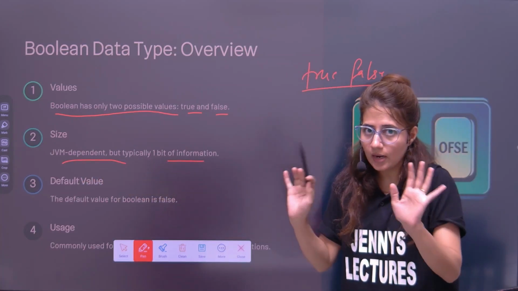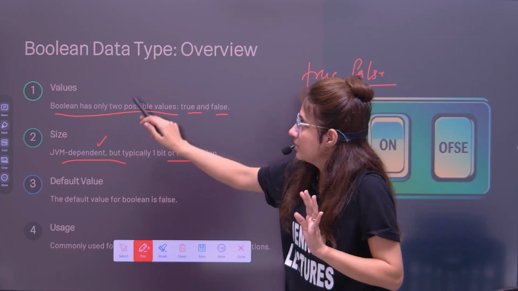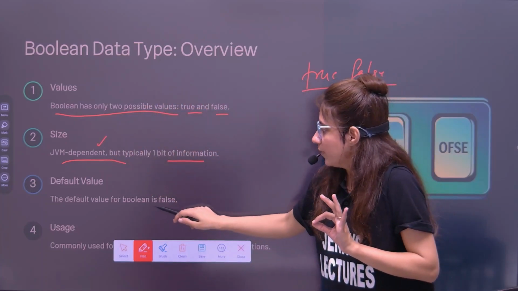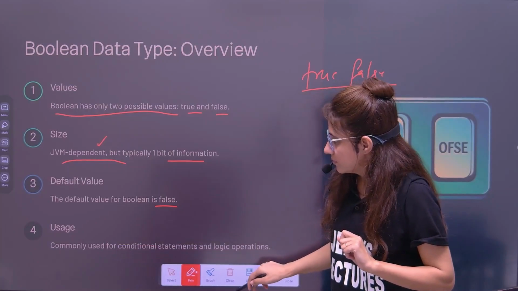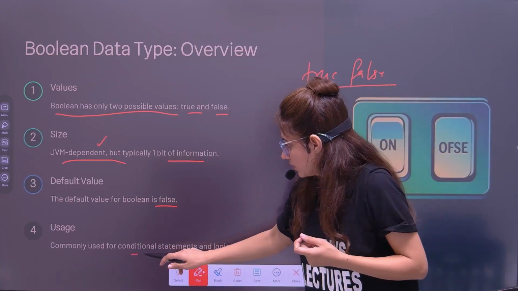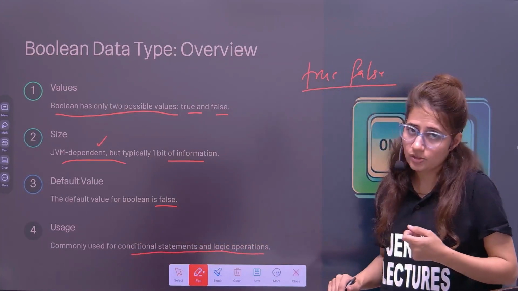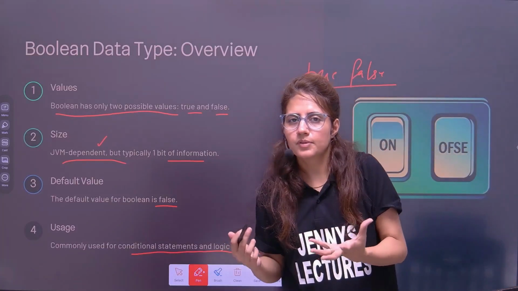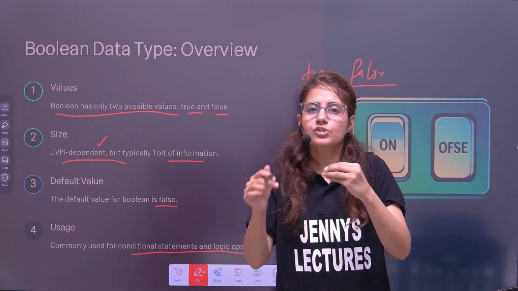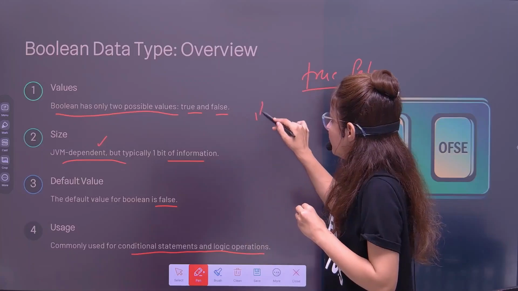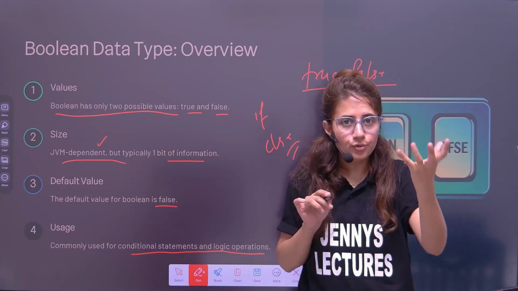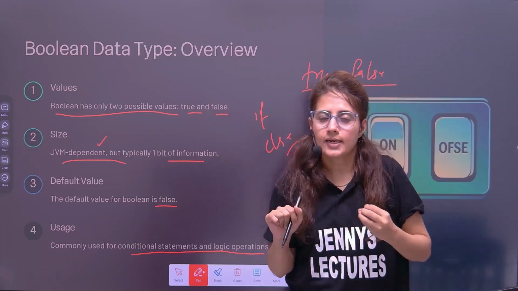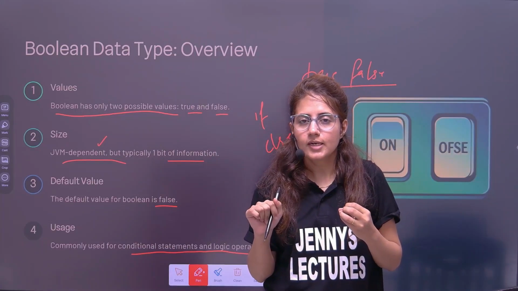We can say it's JVM dependent, the size of the Boolean data type. Default value is always false, right? And use is basically conditional statements and logic operations. When you want to check some conditions in control flow statements, in if else, we will discuss if else later. If you want to check some condition, whether the condition is true or false, then we use this boolean data type, right?